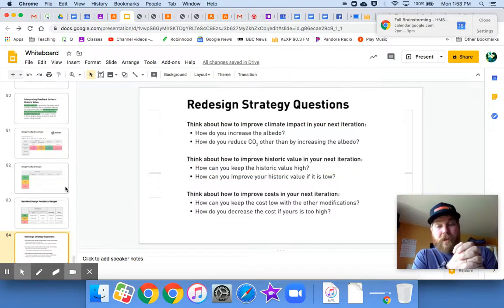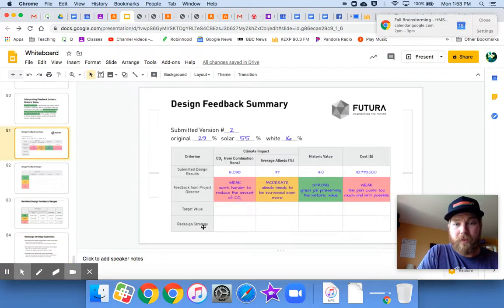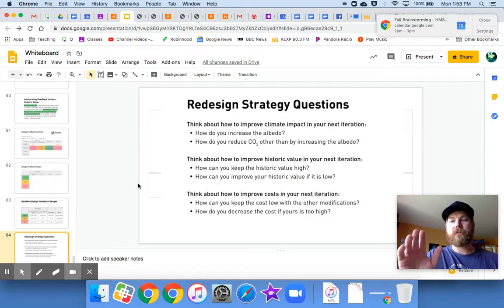All right, so we have all of our values, we have our feedback from the director, we have our optimal design that we had submitted yesterday. Now let's think about what we want to do next, because we have one more row to fill out here, our redesign strategy. Let's take a look at some of these questions that might help us with that. The first one, think about how to improve climate impact in your next iteration. That was one of our categories, climate impact. How do you increase the albedo?